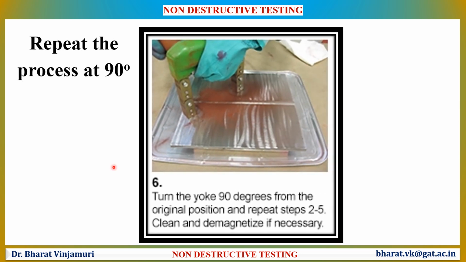The previous steps will be repeated by rotating the yoke by 90 degrees so that the cracks which are perpendicular to the magnetic field can be identified. Once the process is over, clean the entire part, remove the excess particles and try to demagnetize the entire component if it is necessary. The same process we will be trying to understand by the actual demonstration.